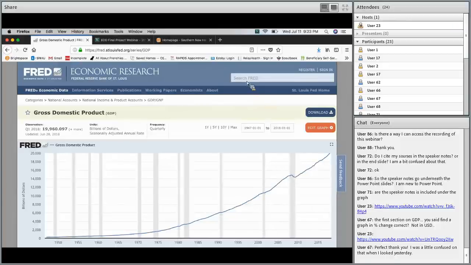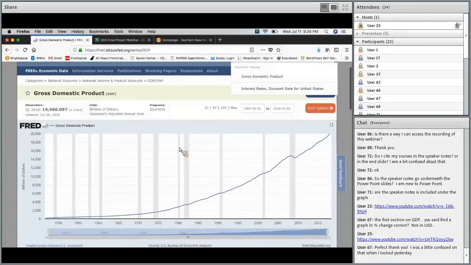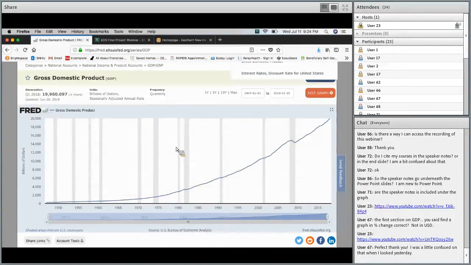I'm still learning the ropes on the Adobe. But see, if you go on FRED, so this is FRED, fred.stlouisfed.org. And I have already selected GDP, but you would go up here and search FRED, and you would write gross domestic product or GDP. Now, if you see here, this gross domestic product is in billions of dollars.